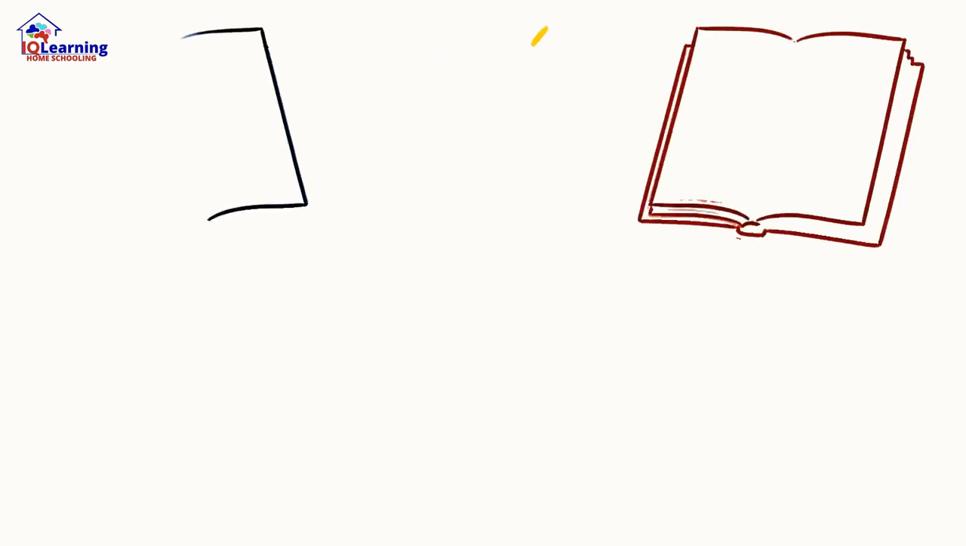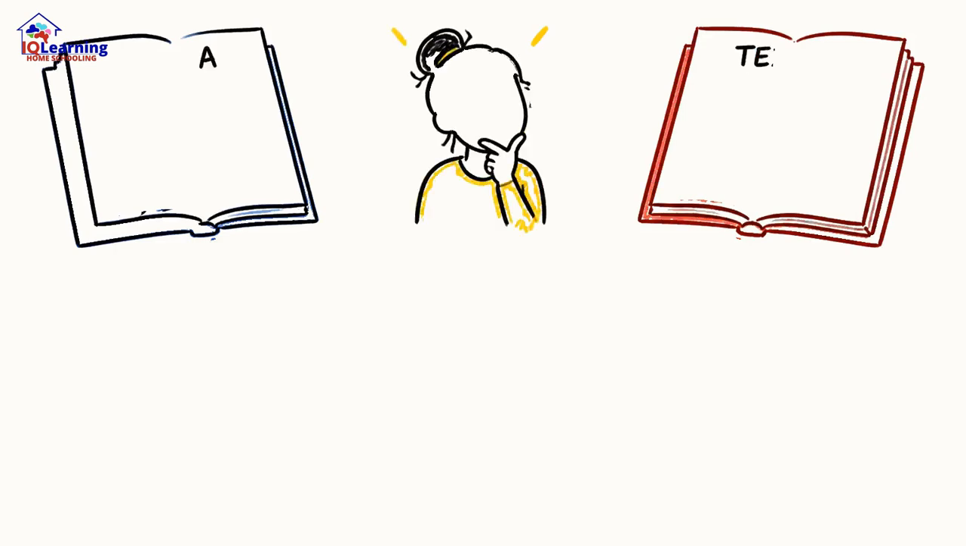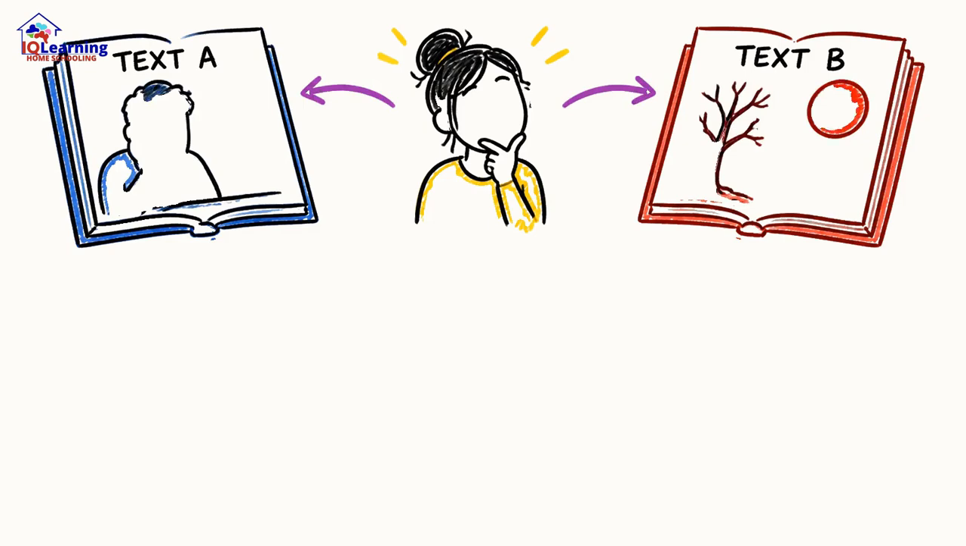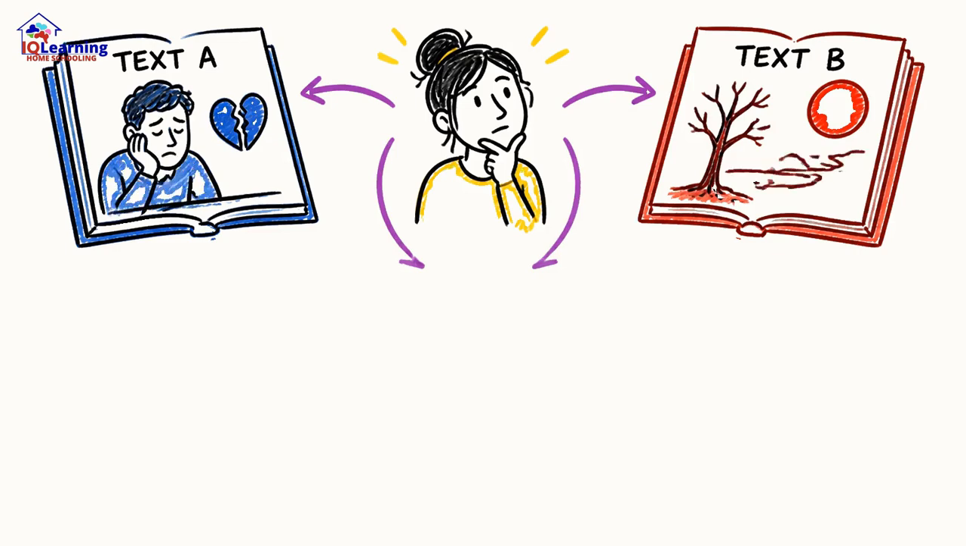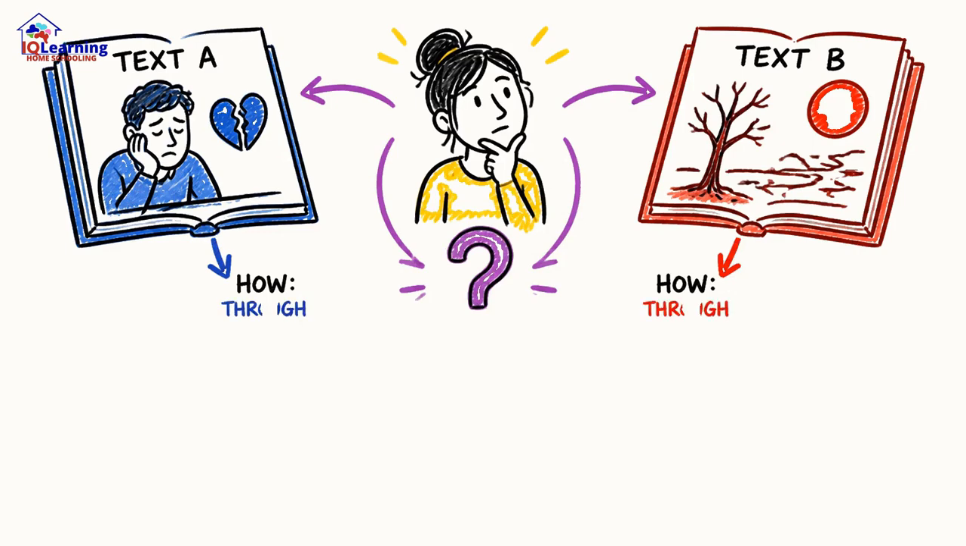The basic level of comparison just points out shared themes. Text A is about loss, text B is also about loss. It's an observation, not an analysis. A step up might be noticing they explore loss differently, one through character, the other through symbolism. That's better, but the crucial question is missing. So what? Why does that difference matter?